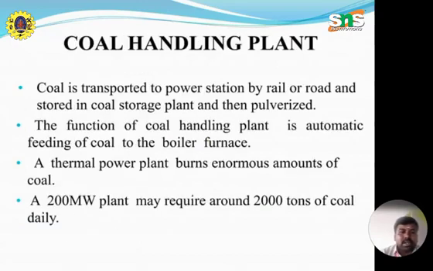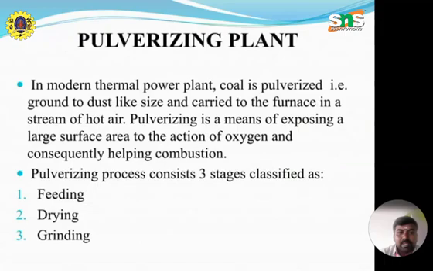The function of the coal handling plant: the coal is transported to the power station by rail or road and stored in the coal storage plant and then pulverized. The function of the coal handling plant is automatic feeding of the coal to the boiler furnace for conversion of water into steam. A thermal power plant burns an enormous amount of coal. A 200 megawatt plant may require around 2000 tons of coal daily.